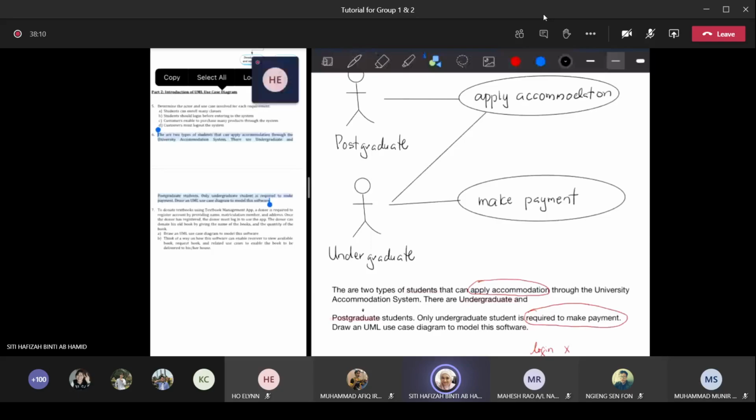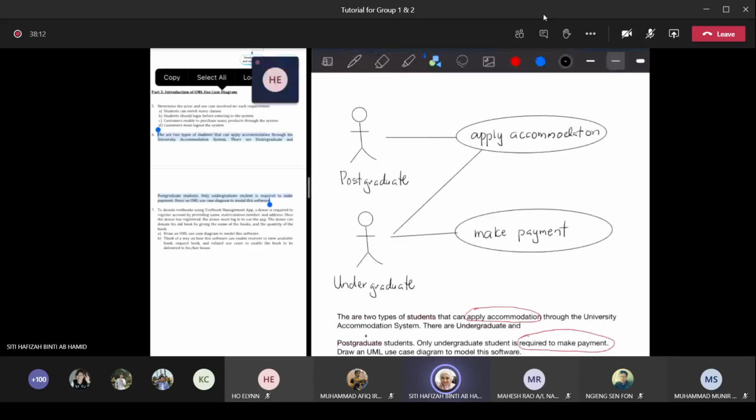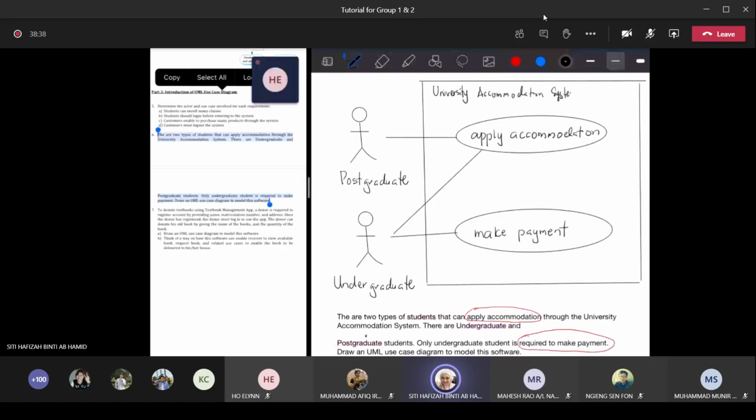And then the last part is you have to draw the system boundary, because the system boundary's name is mentioned to you. What is it? University accommodation system. Any other question?